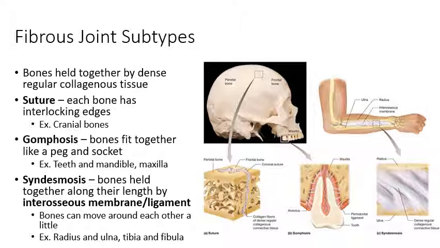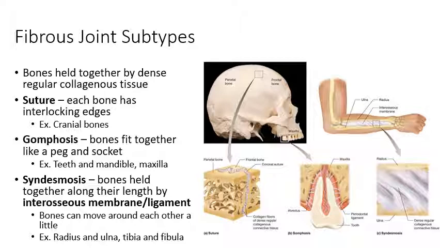So you might think that the gomphosis would be a synarthrotic joint because your teeth don't really move in their sockets, but they actually do move a tiny little bit. It's actually possible for them to be pushed a little bit deeper into the socket when you close your mouth with some force. So they're technically categorized as amphiarthrotic joints.